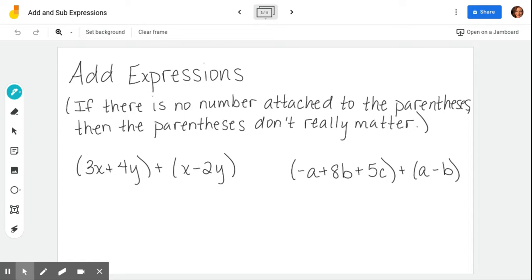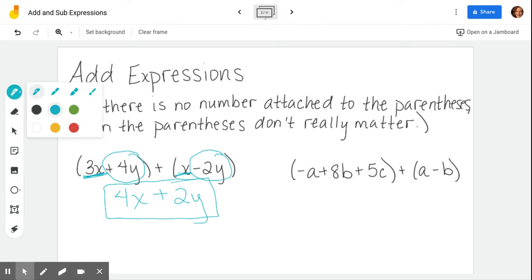So let's put our like terms together. I've got a 3x and an x. So altogether, that's 4x. I've got a positive 4y and a minus 2y. When you combine those, that's a positive 2y. Your answer should be left just like that. There's nothing more that you can do with it.